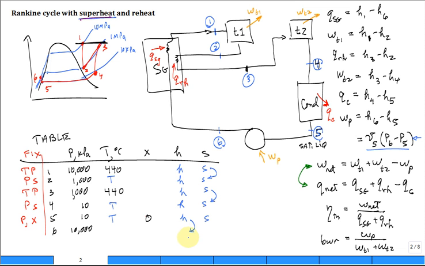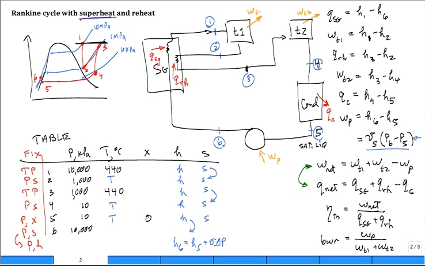So H6 is equal to H5 plus VDP. That's the work of the pump, VDP. So that's how a lot of times, or conceptually it's pressure and entropy, or pressure and enthalpy. So there you go. Now, these problems take some time to work through, but there it is in a nutshell.